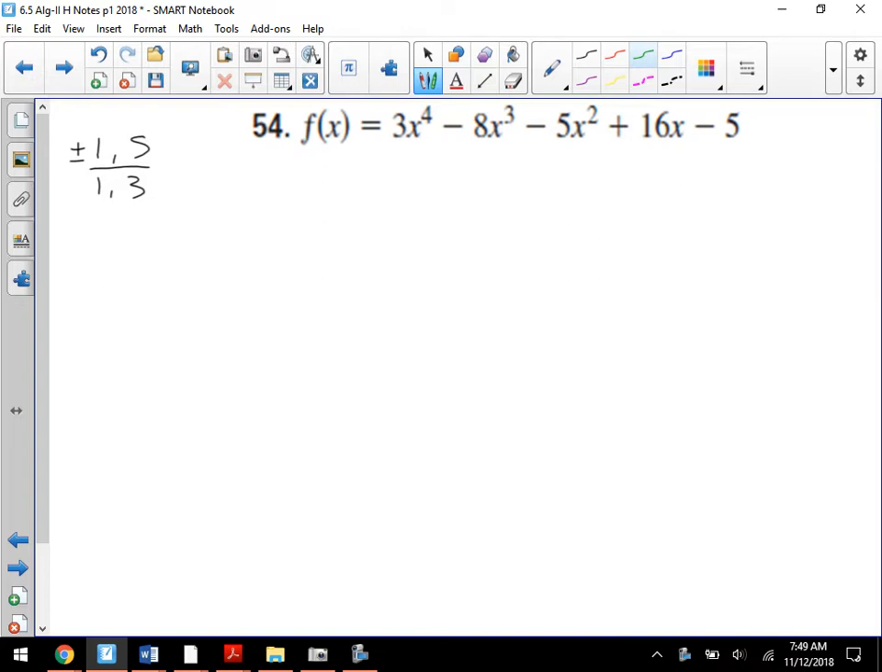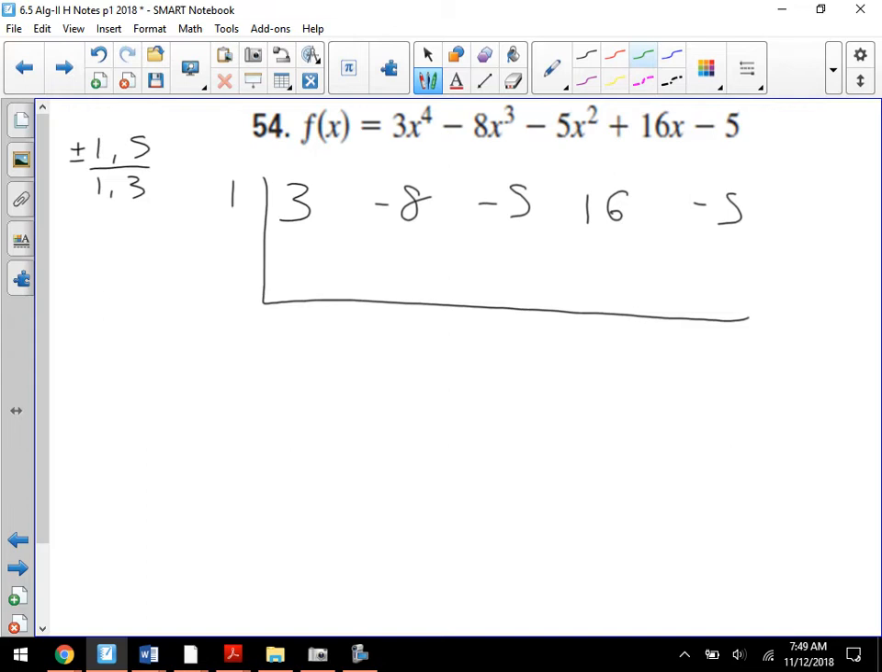Yep. Remember, this is the factors of the tail divided by the factors of the numerator. Those are all your possibles. So that's why you might have missed one. So as you go through, you start at 1.